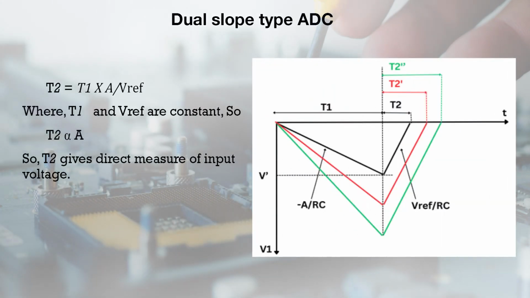Here there is another plot which shows that for different analog inputs during integration time t1, the integration slope is different, but during deintegration the slope is constant for all the analog inputs because Vref, R and C are constant. So, for different input voltages, the time required for deintegration is different, as we can see in the curve. As the value of the input voltage increases, time t2 also increases.